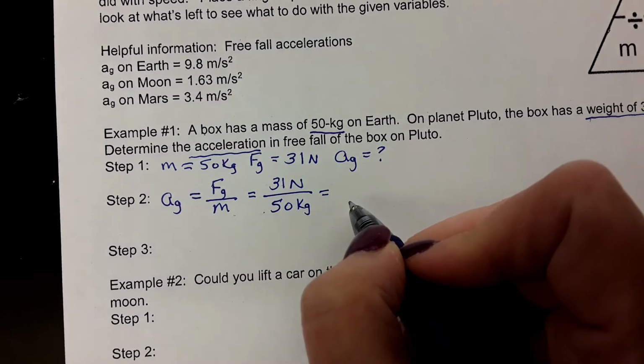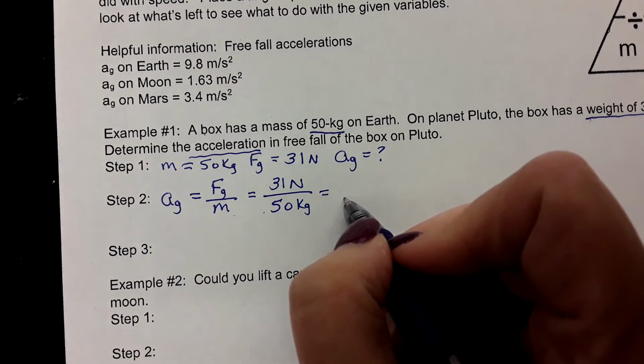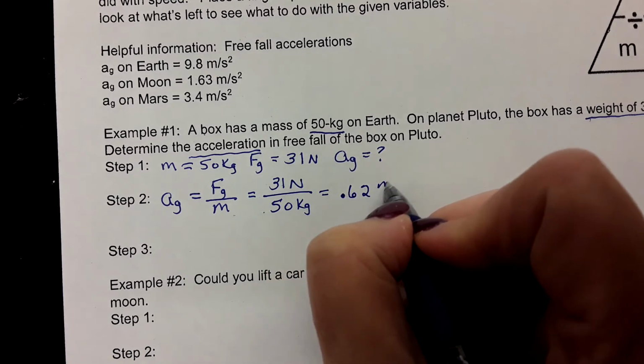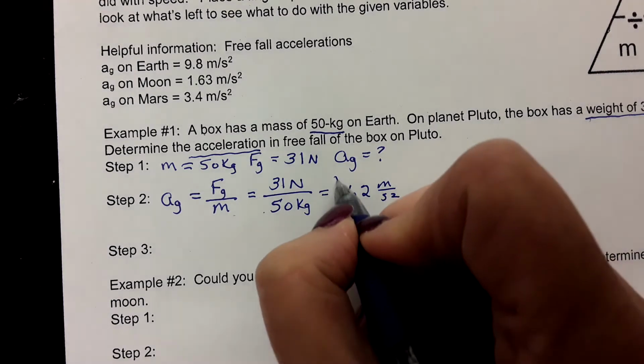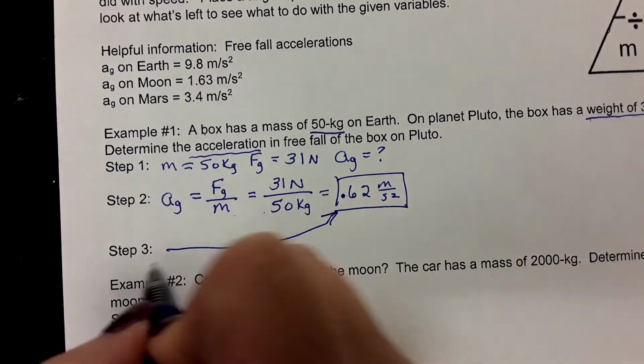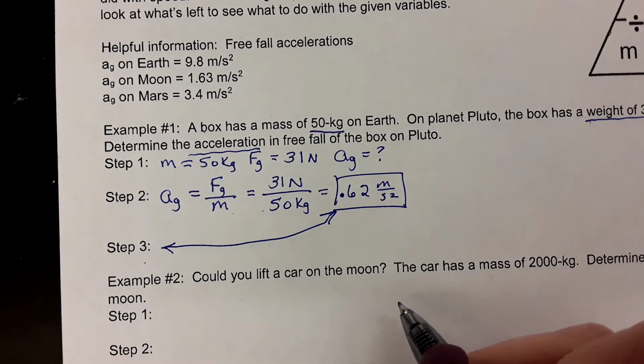Now if you take your calculator and divide, double check right now with your calculator, do you get 0.62 meters per second squared? If you do, that's correct. And I should have put it right here on step 3. Sorry about that. So 0.62 meters per second squared.